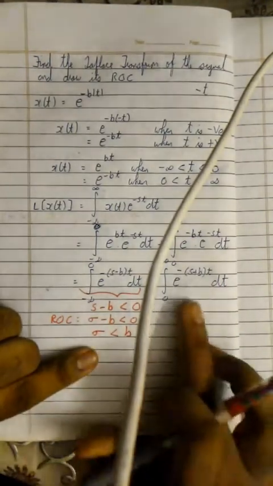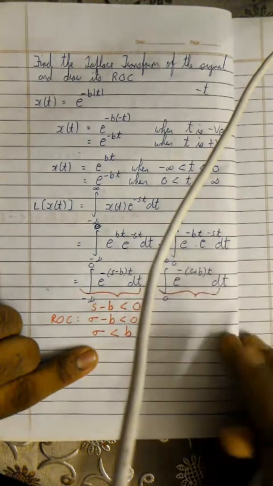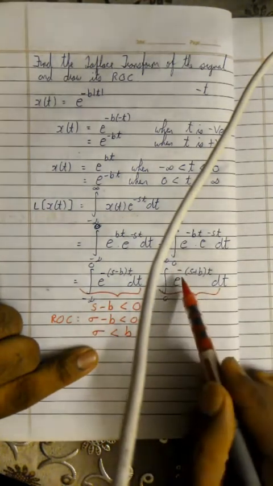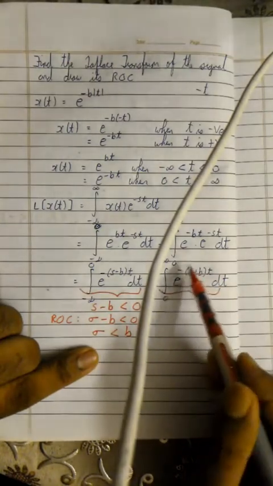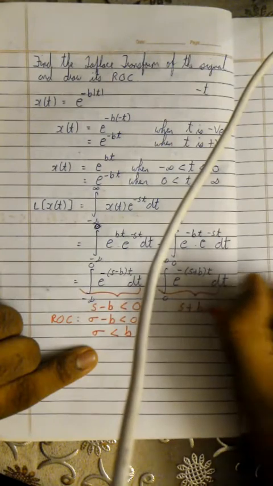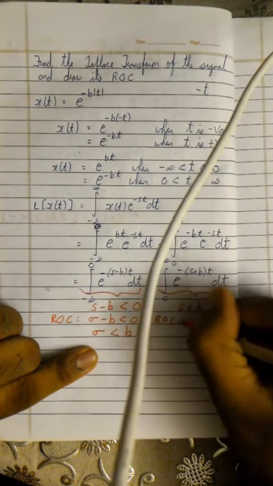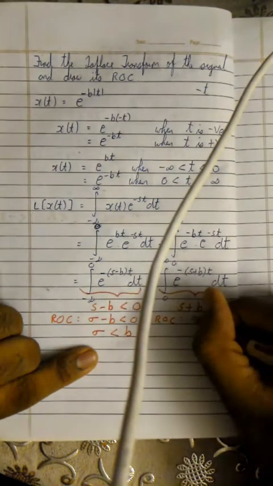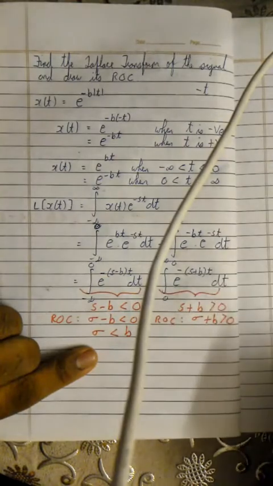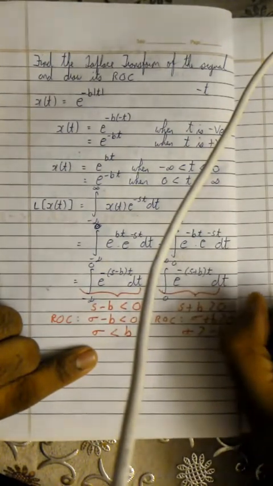Okay, now if you look at the second term, its ROC is, if you see here, t is positive and there's already a minus sign over here. So in order to make this power negative, s plus b must be positive. So s plus b is greater than 0. In other words, the ROC of this expression is defined as sigma plus b must be greater than 0. Or in other words, sigma must be greater than minus b.